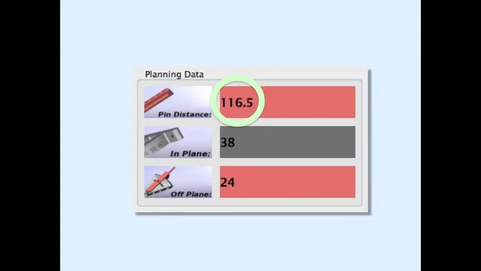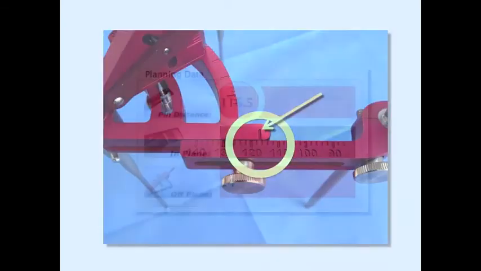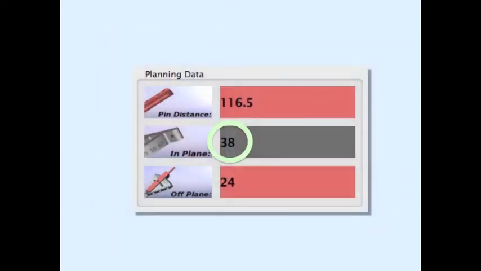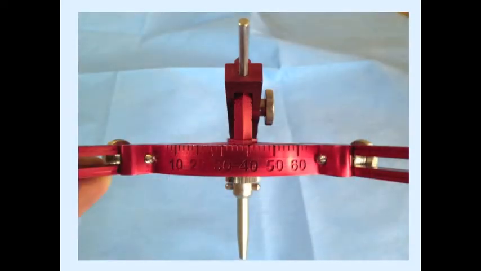The pin distance is the distance in millimeters that the two arms should be set to. In this case, the pin distance is 116.5 millimeters. Please note that the hash marks on the arms are 2 millimeters apart. The in-plane angle in this case is 38 degrees. The adjustment on the instrument is shown here.